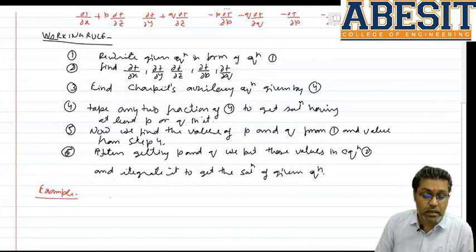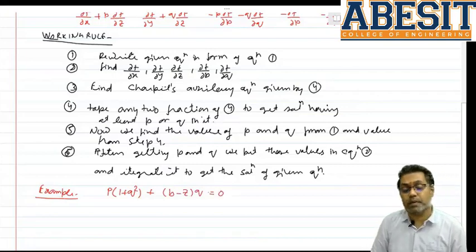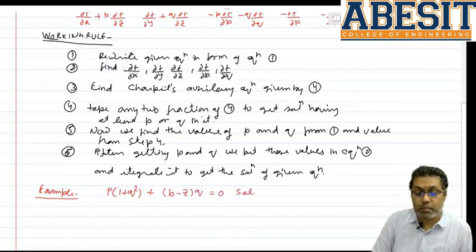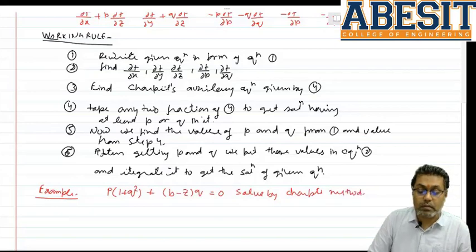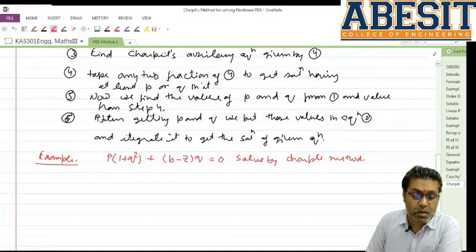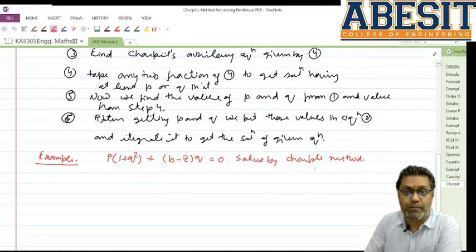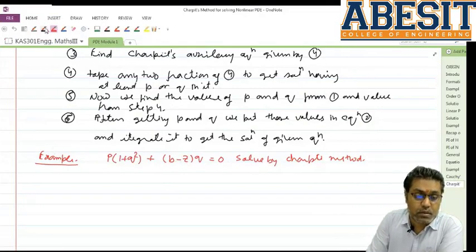Example is this: P 1 plus Q square plus B minus Z Q is equal to 0. Solve by Charpit method. So let us consider the example P 1 plus Q square plus B minus Z Q is equal to 0. Solve by Charpit method. So step number 1, let us take solution.